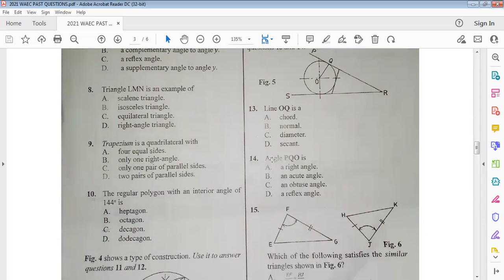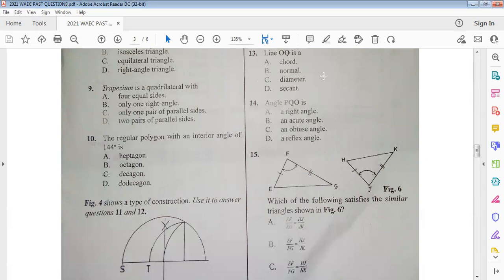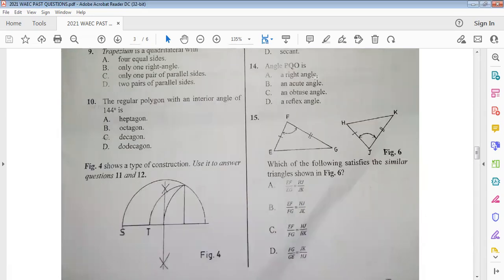Then question 14 says that angle PQO is a right angle. That is option A, is a right angle. This angle here, angle PQO, is a right angle. Then question 15 says that which of the following satisfy this similar triangle shown in figure 6? So the correct answer is option B. The correct answer is option B.